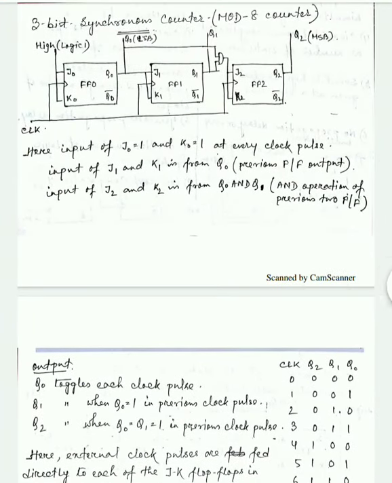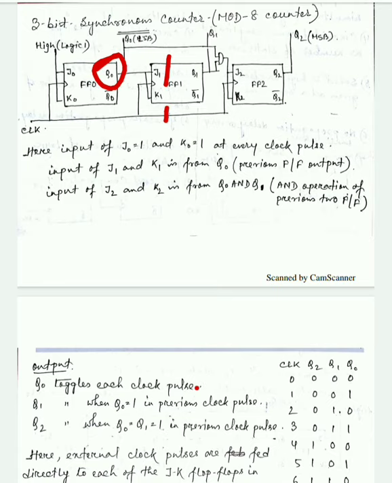What is the output? First flip-flop, Q0. Q0 always toggles for each clock pulse, as it is directly connected to a high value. Whenever J1 and K1 values are 1, Q1 changes. Whenever Q0 is 1, J1 and K1 are 1, because J1 and K1 get their value from Q0.